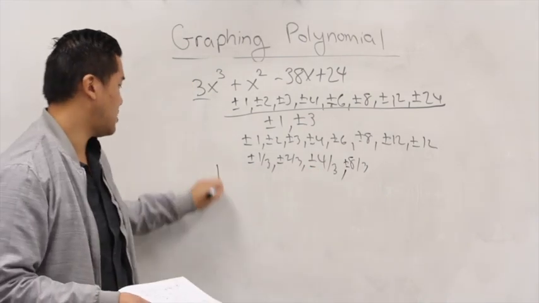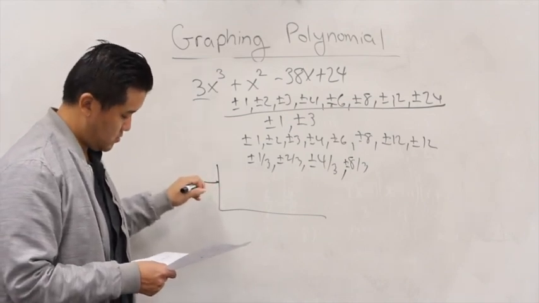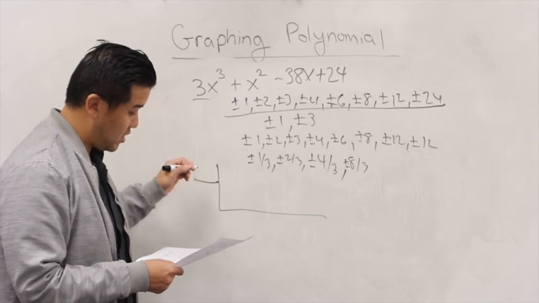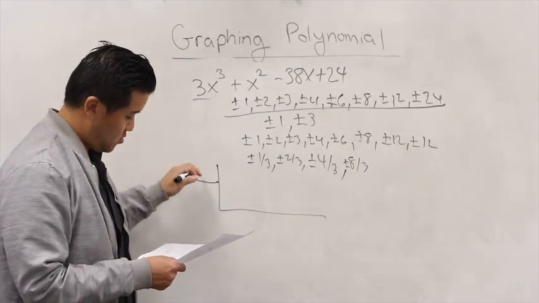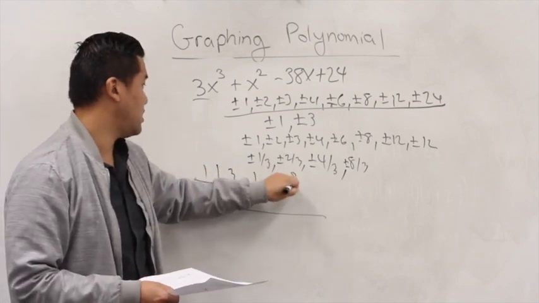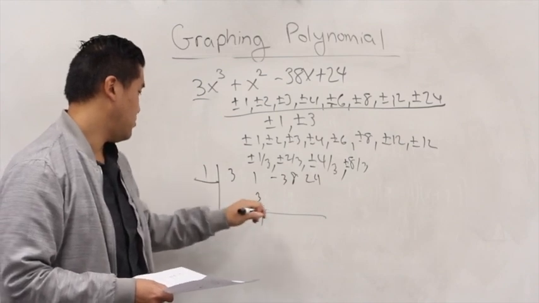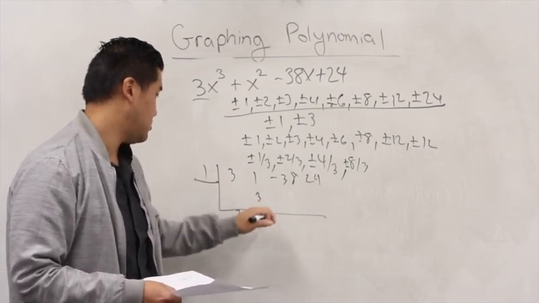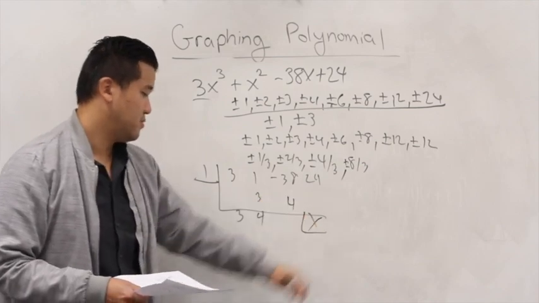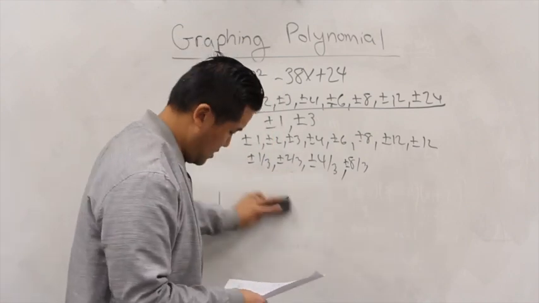Alright, now we use synthetic. Let's test one. I'm just going to try one. Let's try any value. So let's try 1. So we try 1, you get 3, 1, negative 38, 24. We start trying it. We realize what happens, so 4 here, you get negative 34. We know it's not going to work. Alright, so we got to try a different value. So 1 did not work.